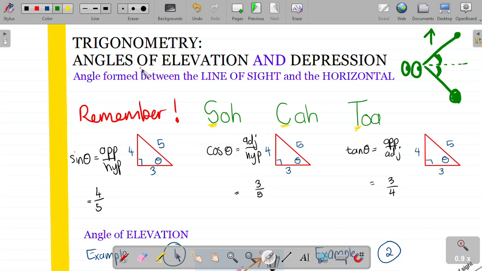Are you struggling with trigonometry, angles of elevation and depression? Well, this is the video for you. What we're going to be discussing is what it means, the angle of elevation and depression.